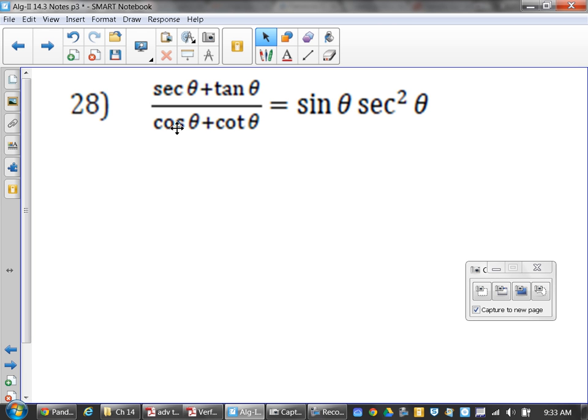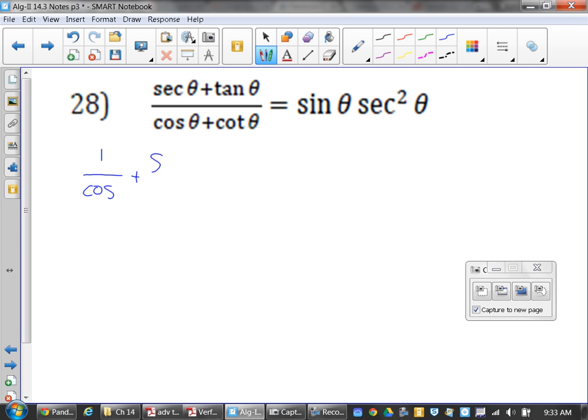Okay? So what I'm going to do is rewrite the numerator and rewrite the denominator right off the bat in terms of sines and cosines as a complex fraction. I know. You'll be all right. So the numerator is 1 over cosine plus sine over cosine, all over cosine over 1 plus cosine over sine. Are we okay with that?